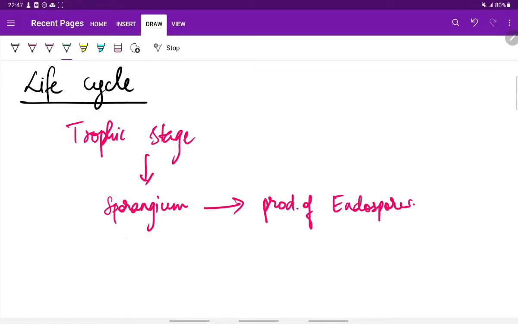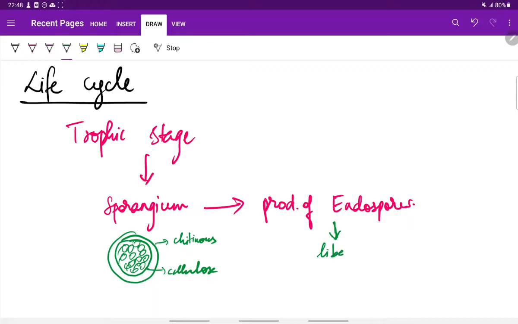This sporangium has a thick wall which consists of two layers: outer chitinous layer and inner cellulose layer. And there are endospores within the sporangium. So when the sporangium ruptures because of high internal pressure, the endospores are liberated into the environment.